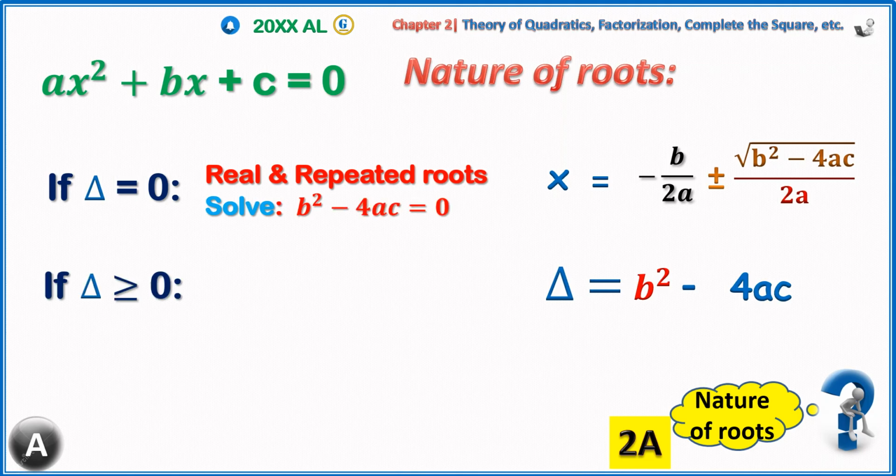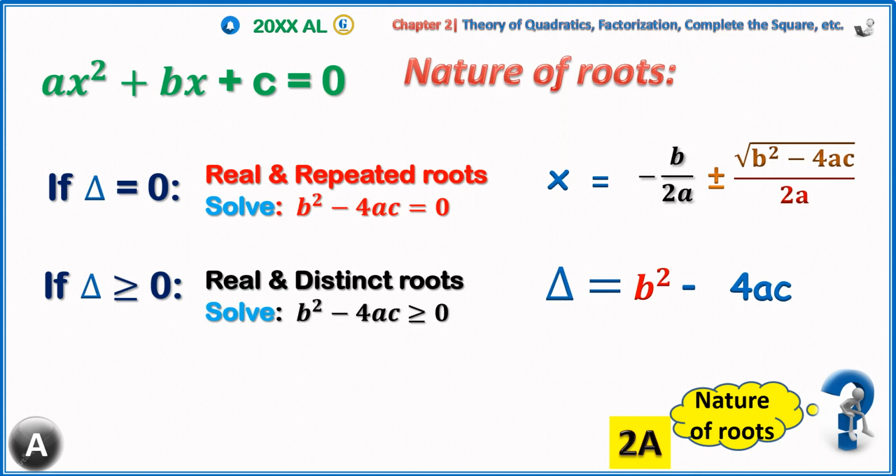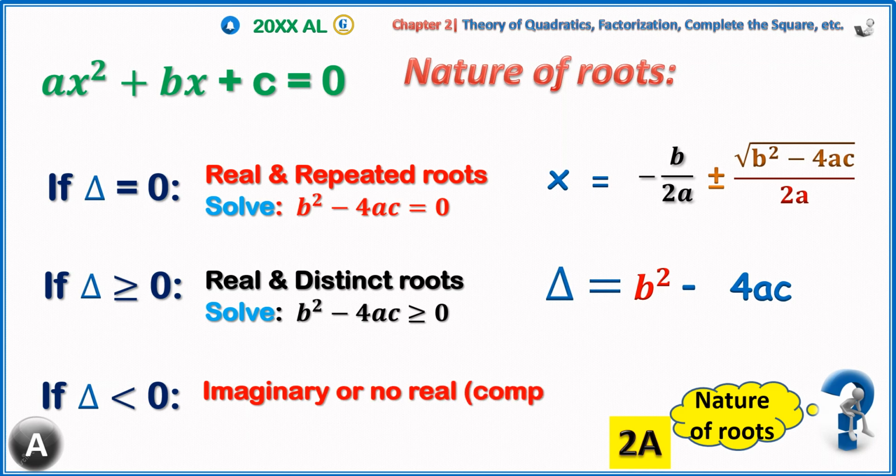If delta is strictly greater than 0, then we have real and distinct roots. And if delta is strictly less than 0, then we have imaginary or complex or no real roots. That's what we'll be having.